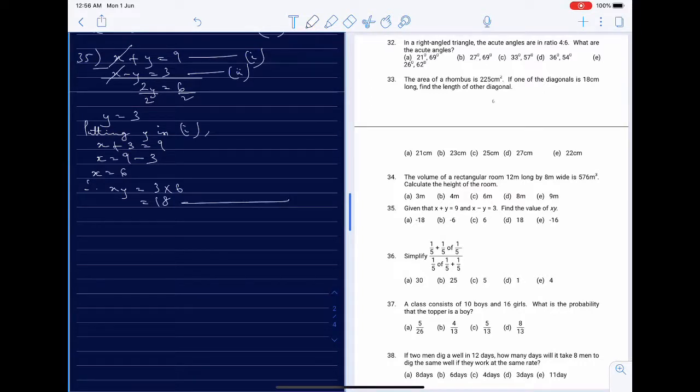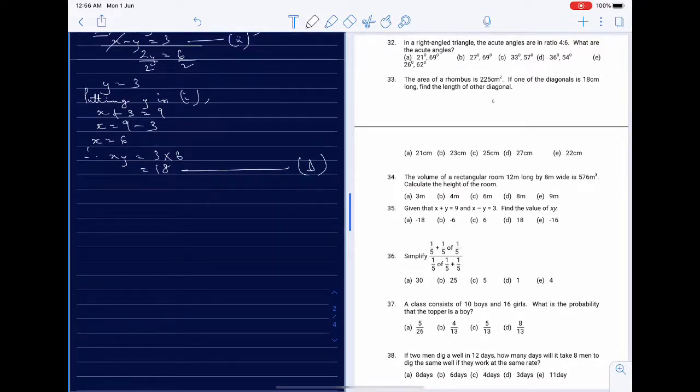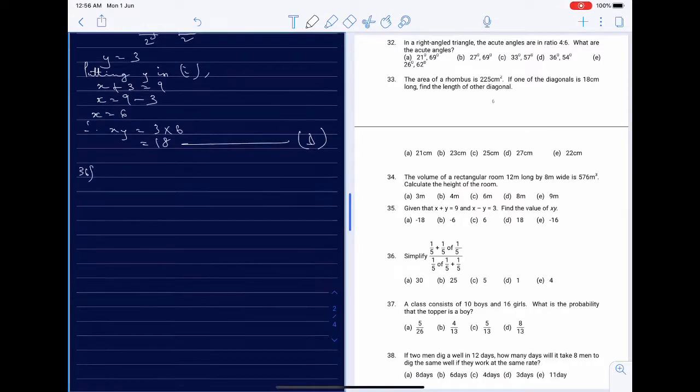The correct option is D. Down to the next, number 36. Simplify.